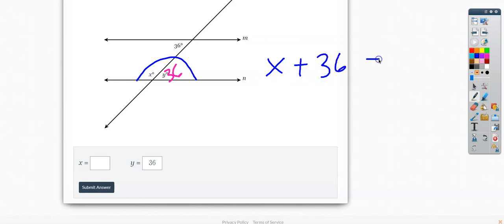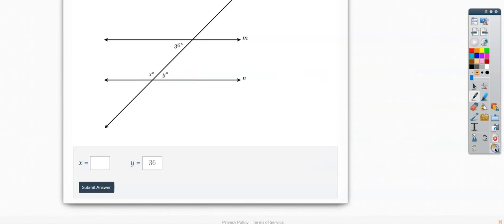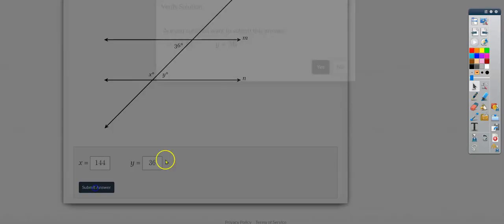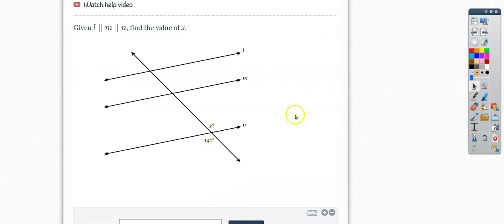x plus y, which I now know is 36, is equal to 180. Pick up my calculator, 180 minus 36, and I get my final answer. Right, this is what I'm doing algebraically. And I believe the answer is 144. 144, so type that in here. That should be enough to get you going with these problems.